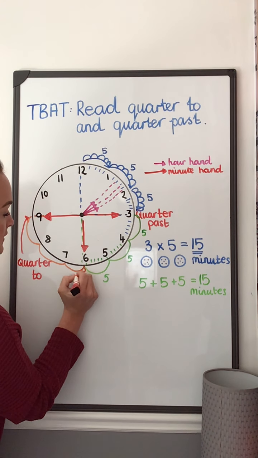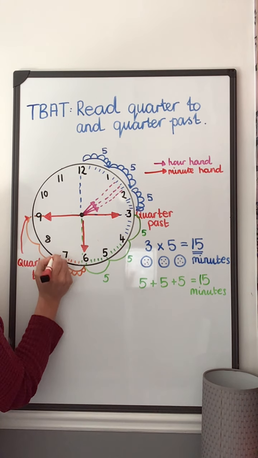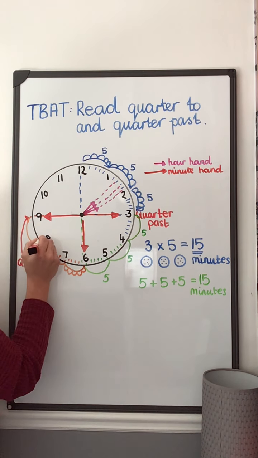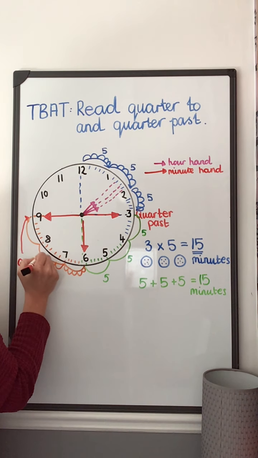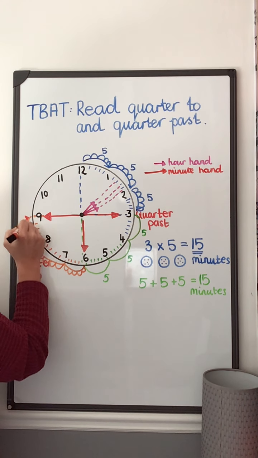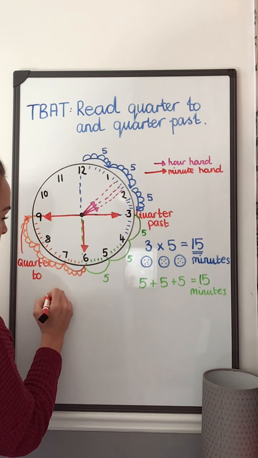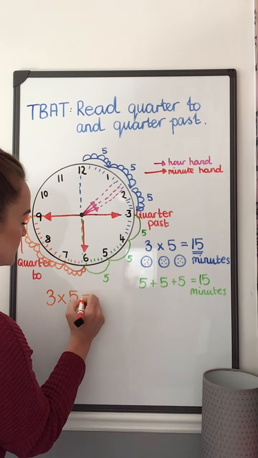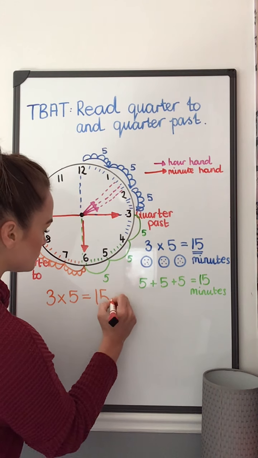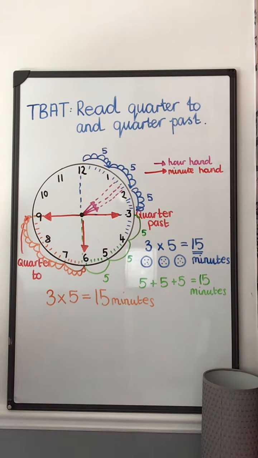Well done. Again, 5 jumps. 1, 2, 3, 4, and that's your 5th. 1, 2, 3, 4, 5. So we've worked this out before. How many 5s? 3 lots of 5. We've worked it out, so we know it's 15. It's another 15 minutes. Now I'm going to stop there.